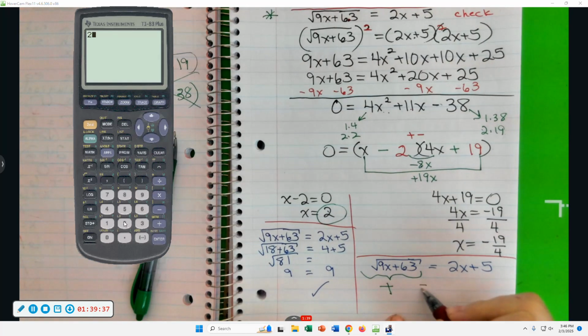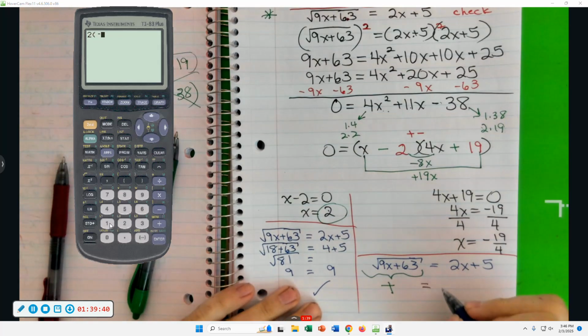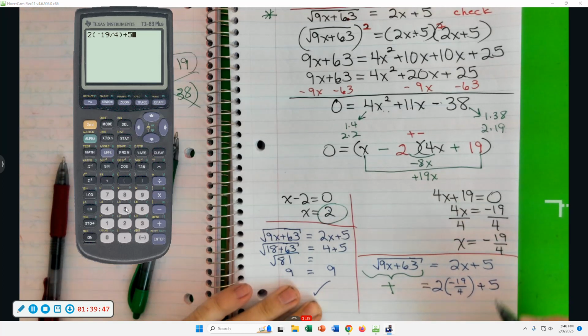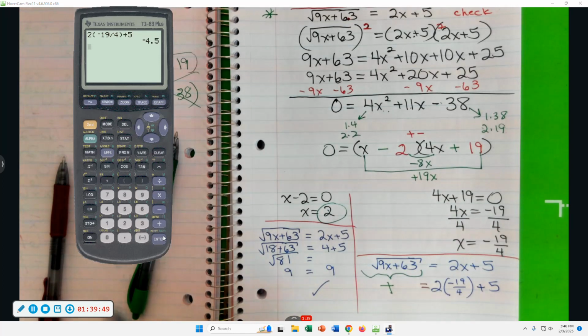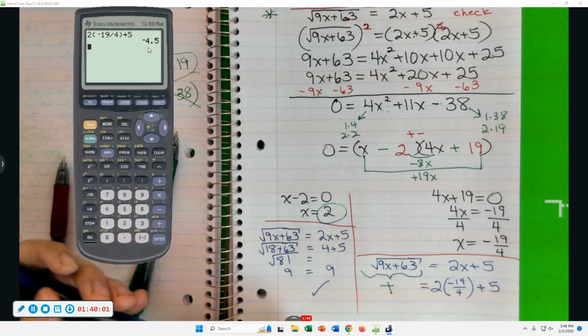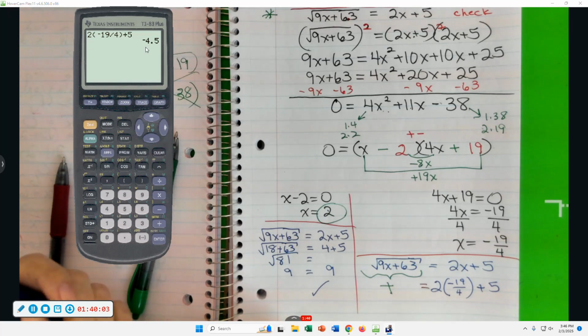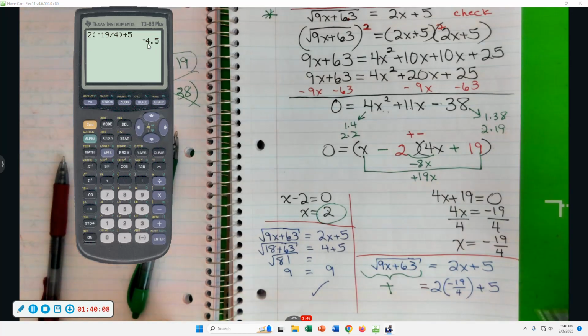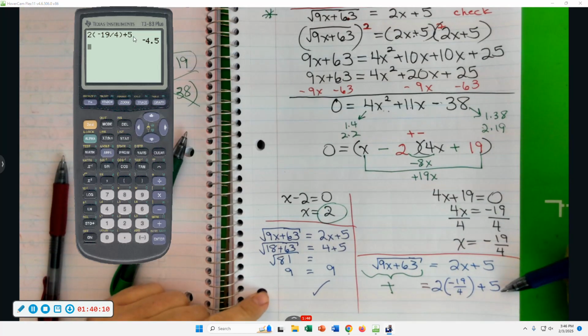So here you go. Plug in. You have a 2 times negative 19 over 4 plus 5. Show them how you would check it on a calculator, Tony. Oh, look at that. It gives us negative 19 over 2 plus 5. That's negative 19 over 2 plus 10 over 2. Negative 19 plus 10 is negative 9 over 2. That's going to give us a negative result.